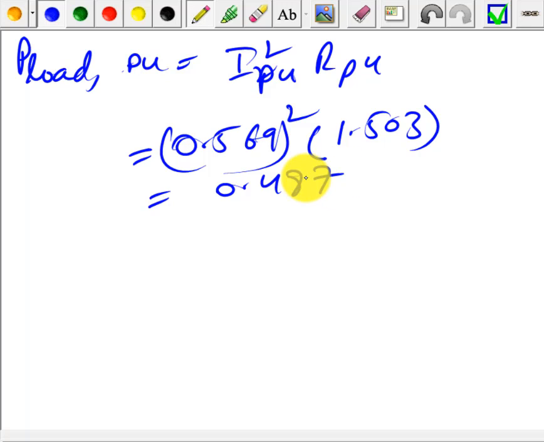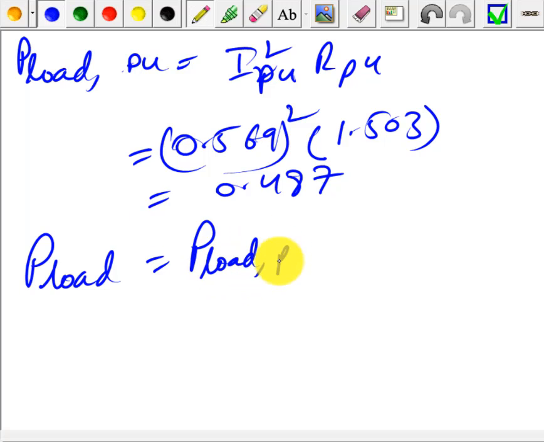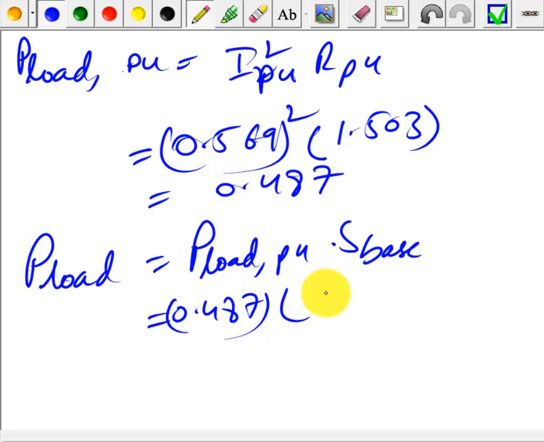And the actual power, if you want to know the actual power that's been supplied to the load, will be simply, we can transform this per unit value into the actual value: P load per unit times S base. So that will be 0.487 times 10 kVA, 10,000 VA. So that will be simply 4870 watt.